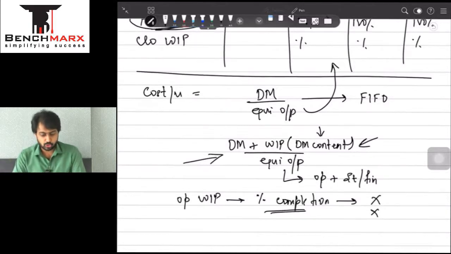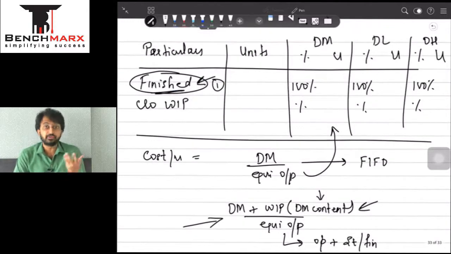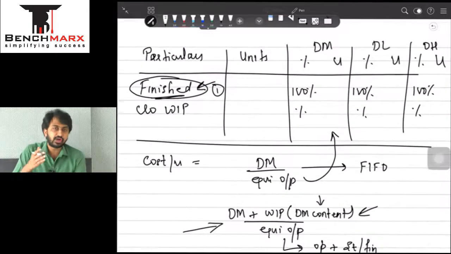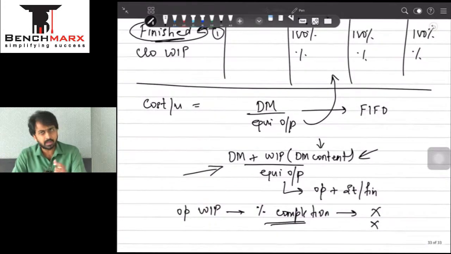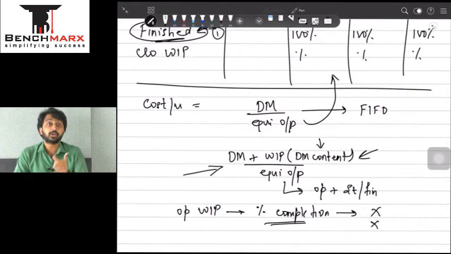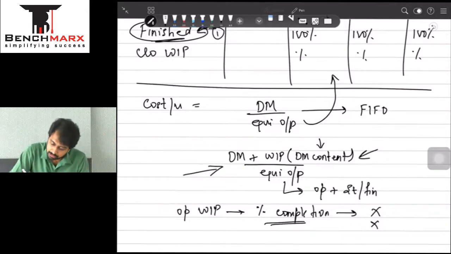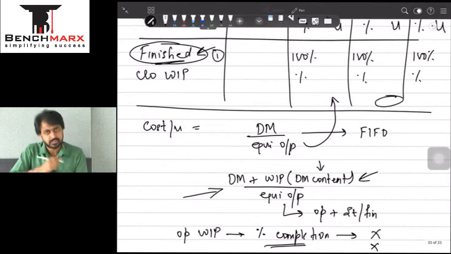Okay, so those are the basics of why we do equivalent output and how we do the equivalent output statement when the weighted average method is specifically asked. I gave the example of DM, but I will do exactly the same things for DL as well. For finding the cost of DL per unit, I will take current DL cost plus the opening WIP's DL content, and that upon the equivalent output, which is this. Same for overheads.